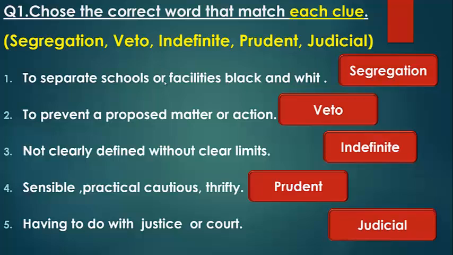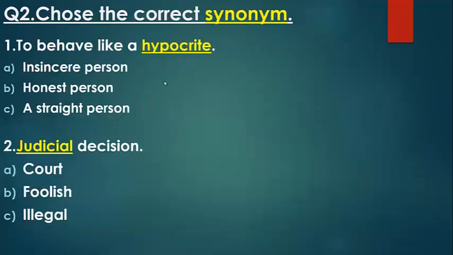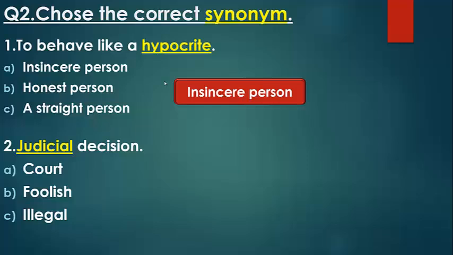Here we have a context clue related to words. Let's see some antonyms and synonyms. Choose the correct synonym. To behave like a hypocrite: insincere person, honest person, a straight person. To behave like a hypocrite means insincere person. Number 2, judicial decision: related to court, foolish, illegal. For sure, related to court. This is a synonym.